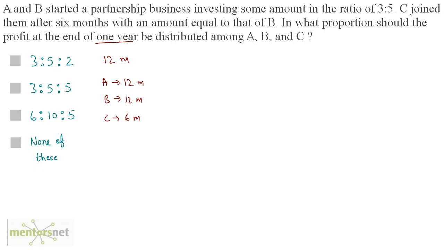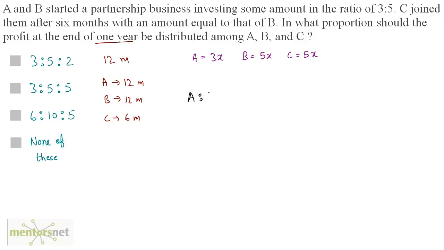Now we have been given that the ratio of the investments of A and B is 3:5. So I can definitely assume that A is equal to 3x and B is equal to 5x, the amounts of their investment, right? Now C joined after 6 months and with an amount equal to that of B. So C's investment will be equal to 5x. Now we have the investments, we have the time periods. We now can calculate the ratio of their profits, right?